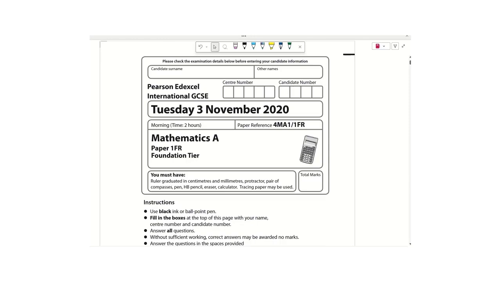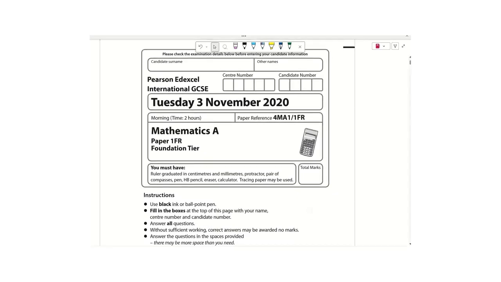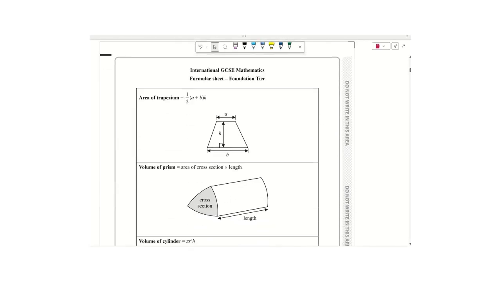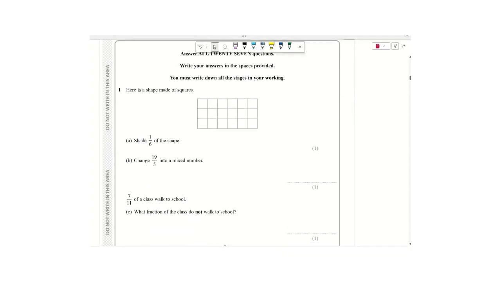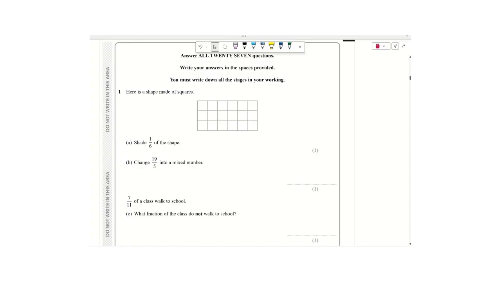I'm going to talk you through how to attempt this paper, which is Paper 1 FR from November 2020. So question 1: here is a shape made of squares. Shade 1/6 of the shape.